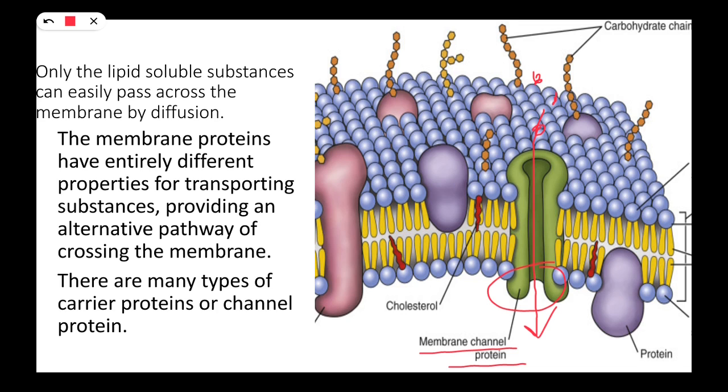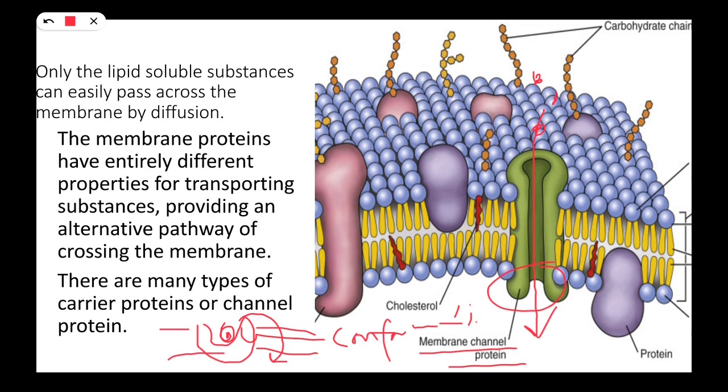Well, there are certain carrier proteins. If I can show you here, this is a carrier protein, and this is the lipid bilayer. The molecule will bind here, and after the molecule binds, the protein will change its conformation, and then it will release the molecule on this side. So it does not have a channel or a pore through which the molecules can move inside, but it is a protein that changes its conformation to transport substances. This is a carrier protein.